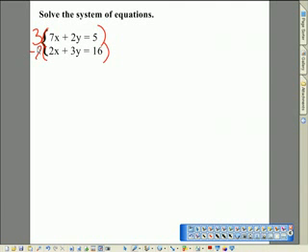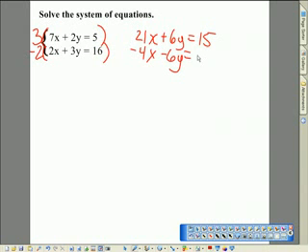So what would I multiply the bottom by? Negative 2. And if I have to change the signs and multiply both of them, I always like to do the bottom one, make it negative. That's just my habit. You don't have to. I could have multiplied the top one by negative 3. But I always like to, when I add, have my negative on the bottom. I don't know why, I just do. So I'm going to distribute 3 to everything on the top. 21x plus 6y equals 15. And then negative 4x minus 6y equals negative 32.